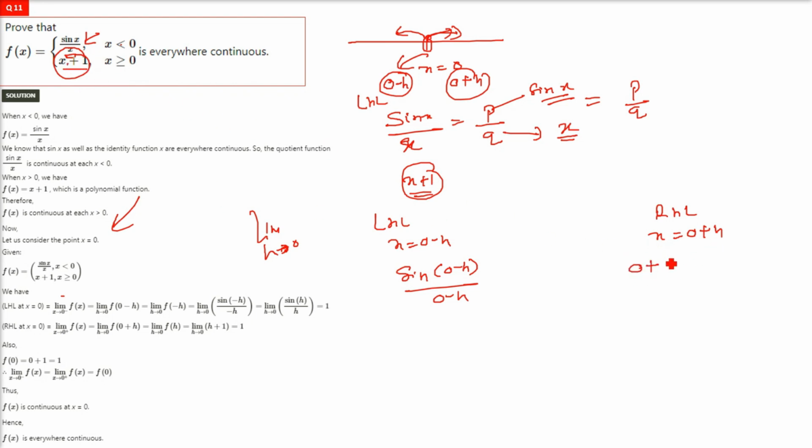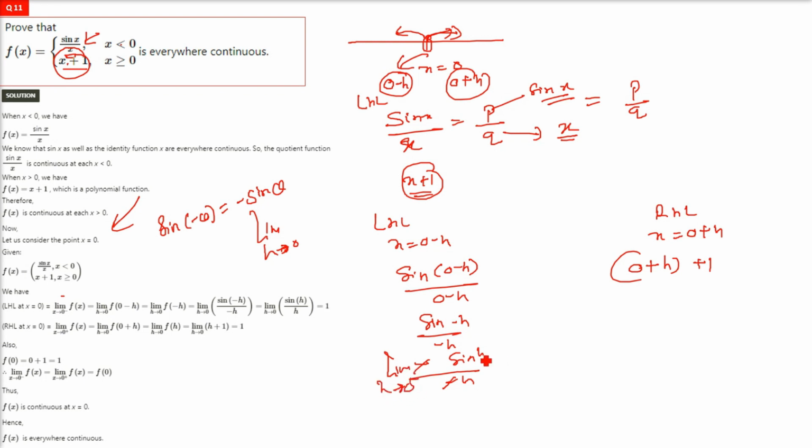Okay. Now coming to the right hand limit, I am placing 0 plus h in x plus 1. So the left hand becomes sin(minus h) by minus h. You know that sin of minus theta is minus sin theta. So this is going to be minus sin h divided by minus h, negative negative cancel, sin theta by theta, limit theta tends to 0, or sin h by h, limit h tends to 0, is going to be 1.